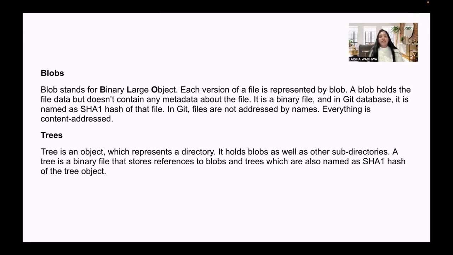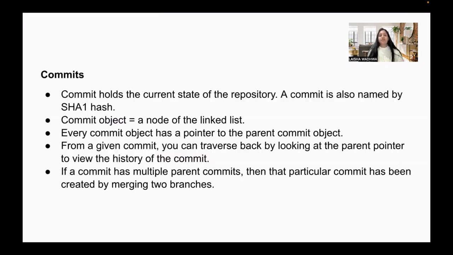And you would also be thinking, when we are working with so many versions of these files, and these files are also dependent on other files, how is the directory structure maintained? How are the references maintained? So we have the concept of trees. A tree is again an object which represents a directory. It holds blobs as well as other subdirectories that could be present. Again, it's a binary file that is going to store references to blobs and trees, which are again SHA-1 hashes of a tree object. So it's basically to maintain associations and relationships between directories, subdirectories, and other blobs. Now comes the important part, which is commit.